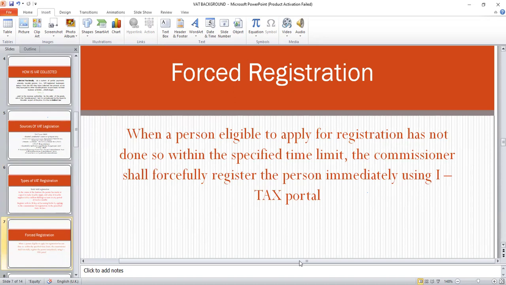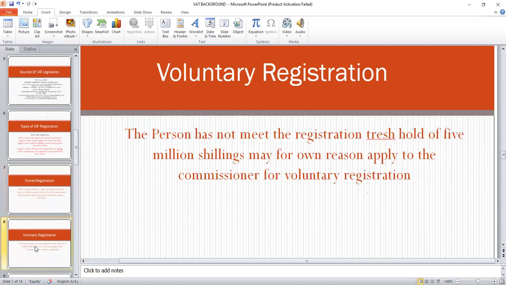The other registration is voluntary registration. This is where the person has not met the registration threshold of 5 million, but for his own reasons may apply to the commissioner for voluntary registration. So we said we have threshold registration, whereby you meet the 5 million. Then there is the case where you have met the 5 million, but you fail to register. That is forced, where the commissioner will register you forcefully. Then we have the voluntary registrations.